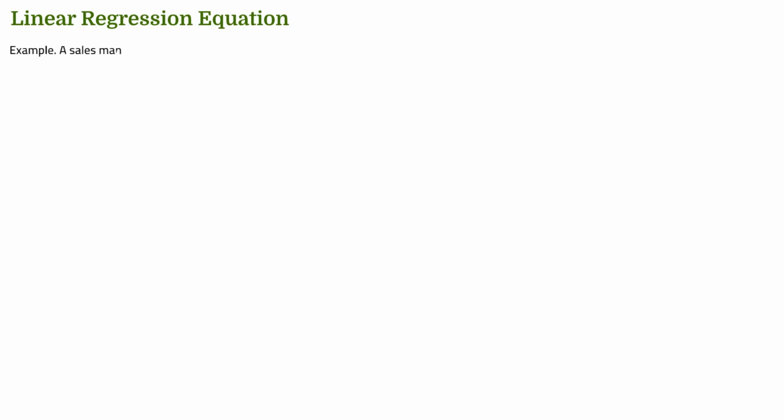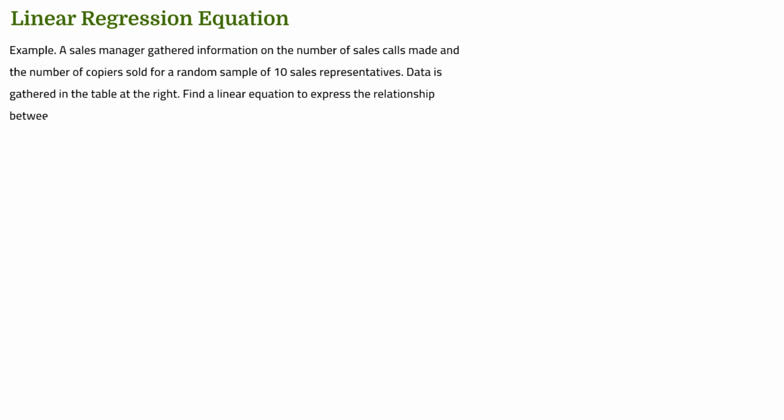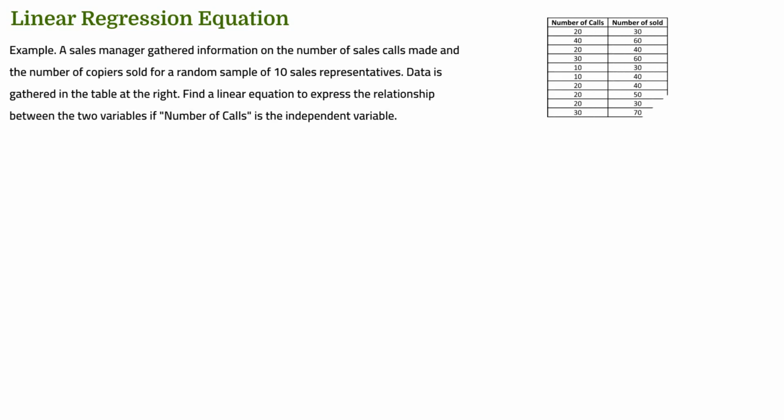More on linear regression equation example. A sales manager gathered information on the number of sales calls made and the number of copiers sold for a random sample of 10 sales representatives. Data is gathered in the table at the right. Find the linear regression to express the relationship between the two variables if number of calls is independent variable.